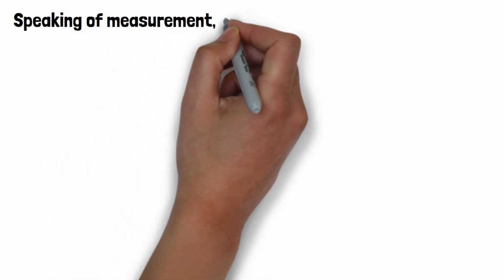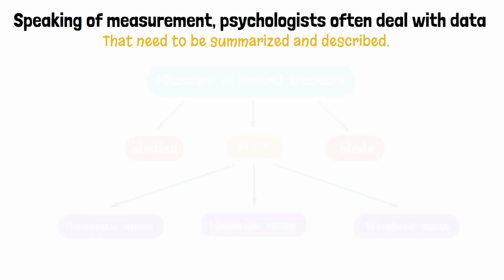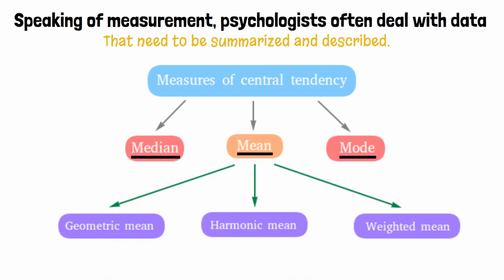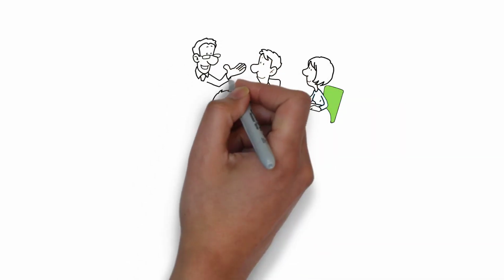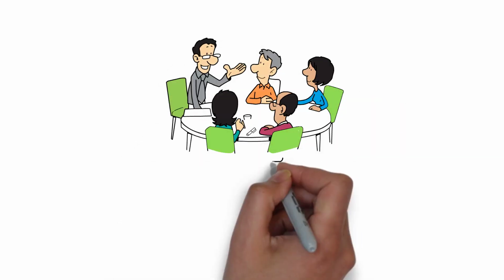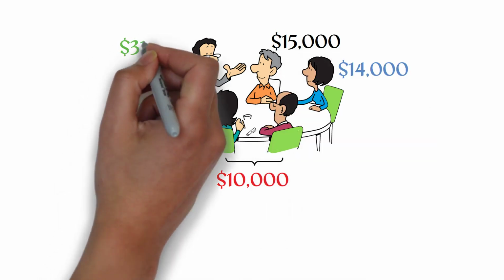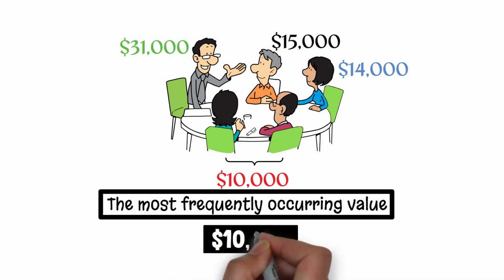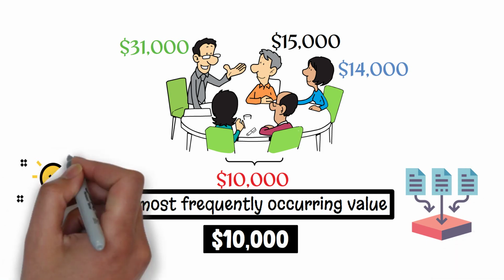Speaking of measurement, psychologists often deal with data that need to be summarized and described. This is where measures of central tendency come into play, including the mean, median, and mode. Let's say we're looking at a group of individuals' incomes to understand economic status. In a group of 5, where 2 report incomes of $10,000 and 3 others report incomes of $14,000, $15,000, and $31,000, the most frequently occurring value, the mode, is $10,000. Such measures help psychologists to describe their data in a meaningful way.